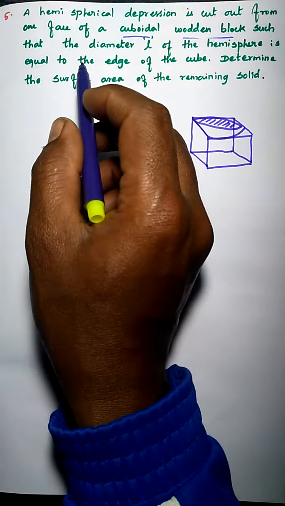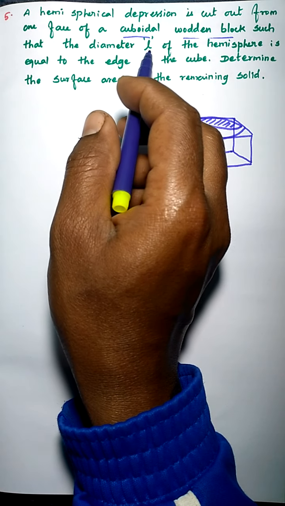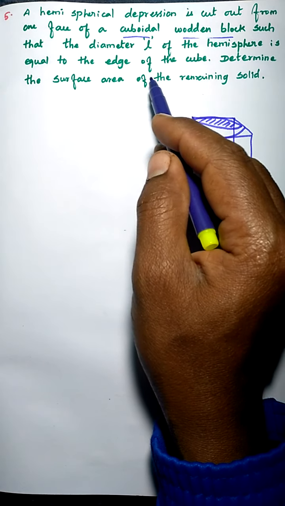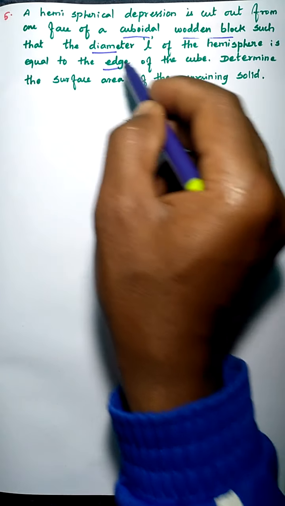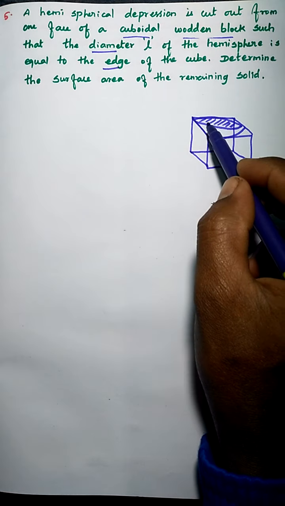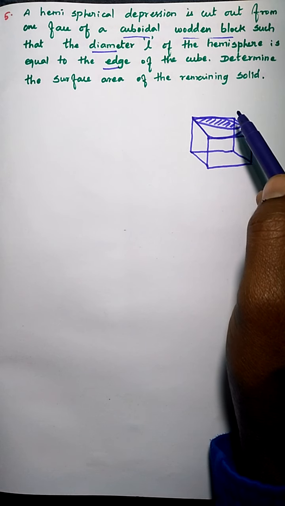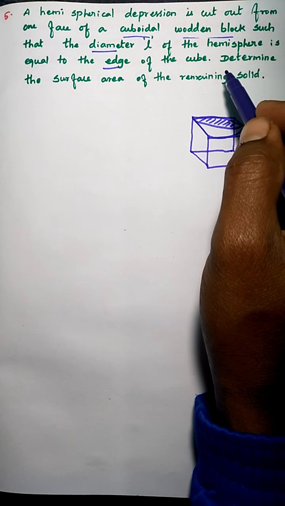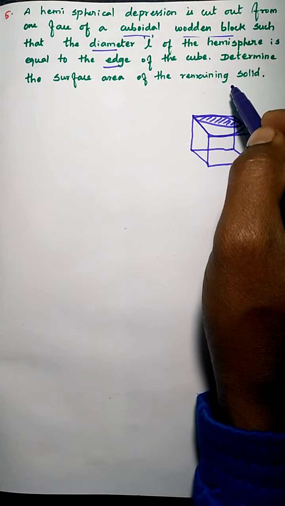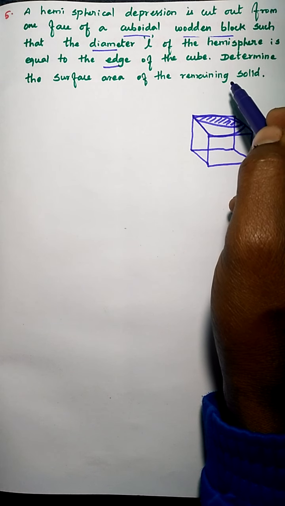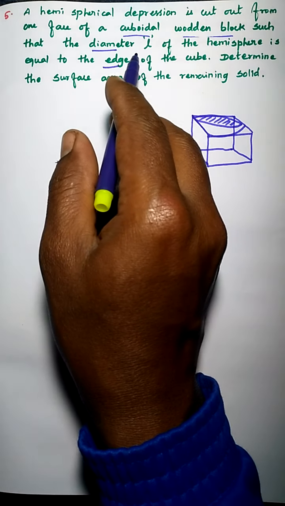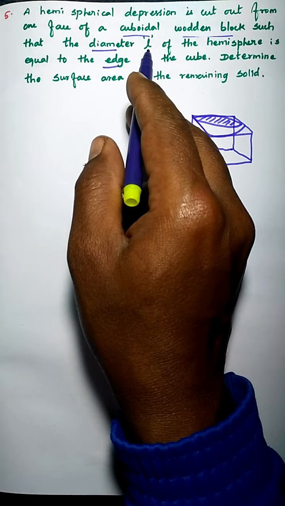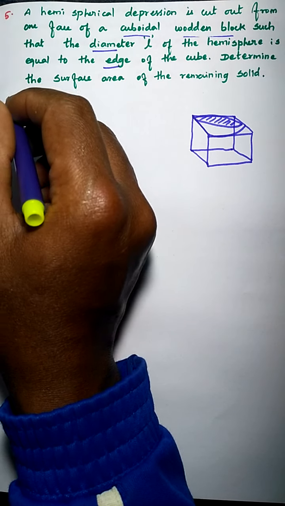Wooden block such that the diameter L of the hemisphere is equal to the edge of the cube. See, the diameter of the hemisphere is equal to the edge, so the edge and the diameter will be the same. Then determine the surface area of the remaining solid. So we have to find the surface area of the remaining solid. Let's take the diameter of the hemisphere as L. That's the given data here.